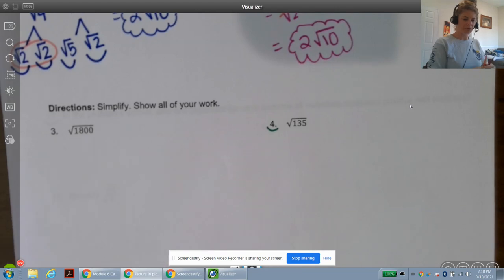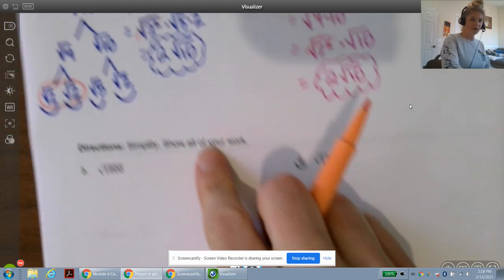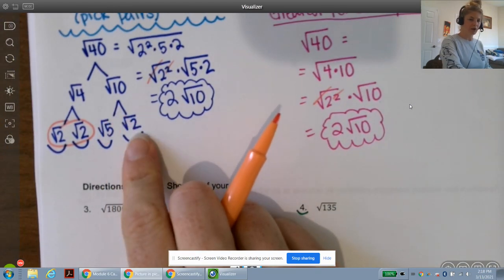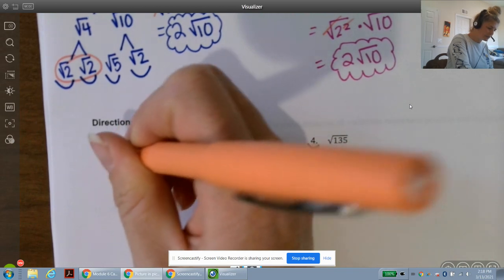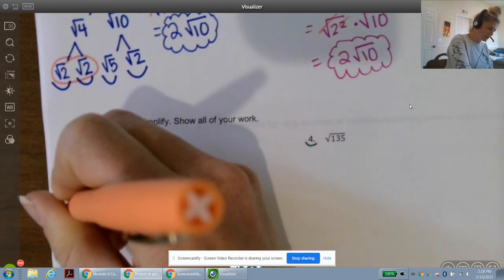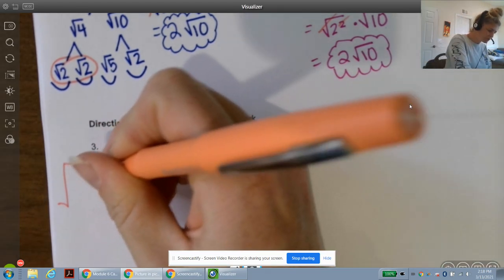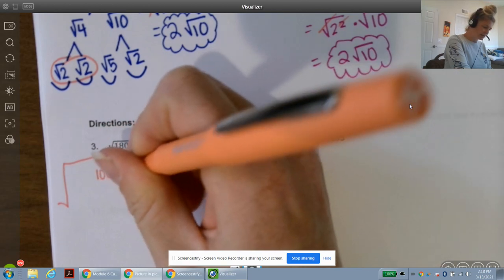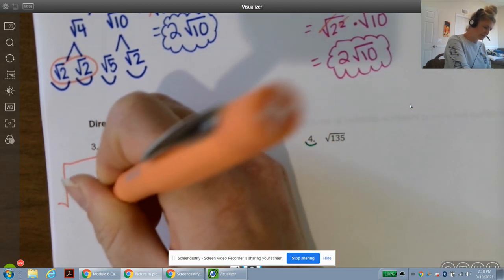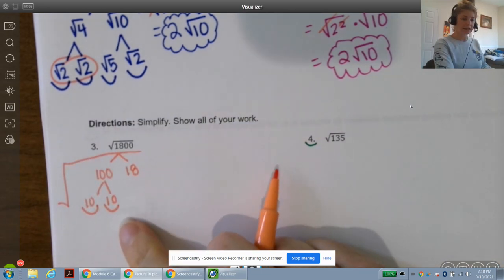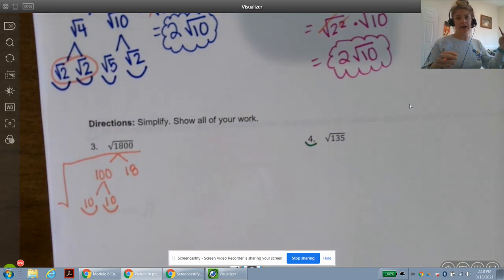Okay, so the next set of directions is to simplify and show all your work. So if I look at number 3, doing this with a factor tree, instead of always writing these square roots, I'm just going to put a giant square root around it, just so I don't have to keep writing that. I think of 1800, the biggest perfect square factor that goes into it. Oh, I think of 100. So 100 times 18, and I know 100 is 10 times 10. I'm going to stop here because this is a pair. Yes, I could break down into 5 times 2 and 5 times 2 and make a pair of 5s and a pair of 2s.